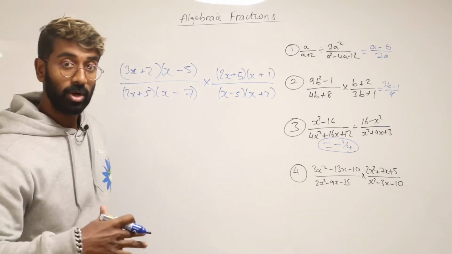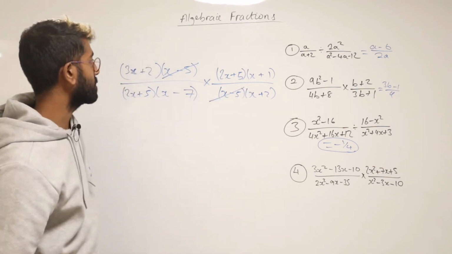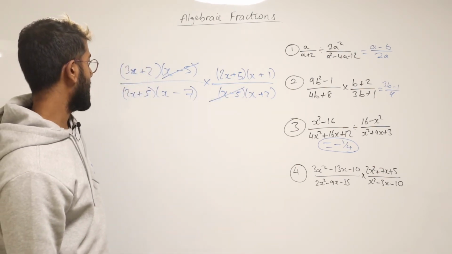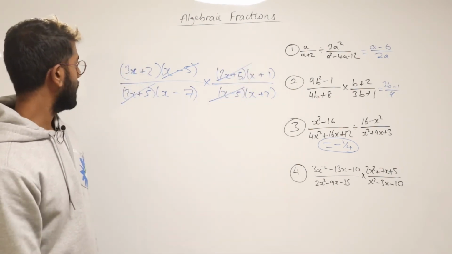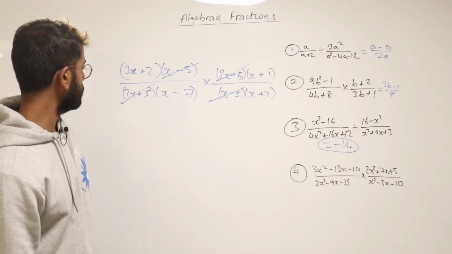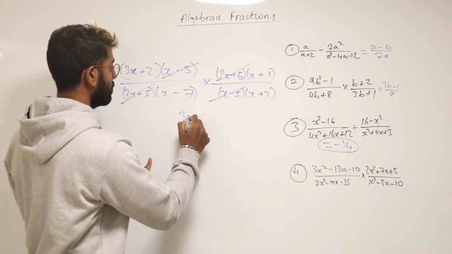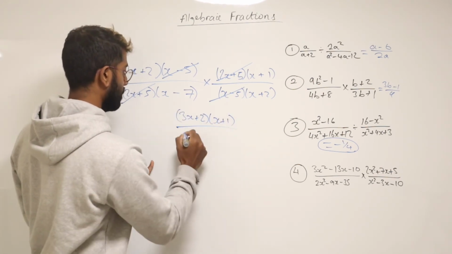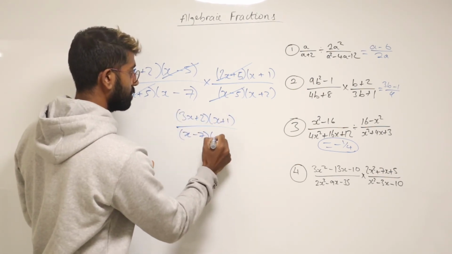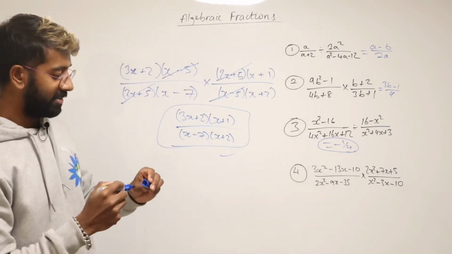And now we just look for some common factors, we start cancelling. So x minus 5 and x minus 5, those are gone. 2x plus 5, 2x plus 5, those are also gone. I think that's it for the time being, that's all we can do. So all it comes down to is 3x plus 2, x plus 1 over x minus 7 and x plus 2. And there we go. We can leave it like that.